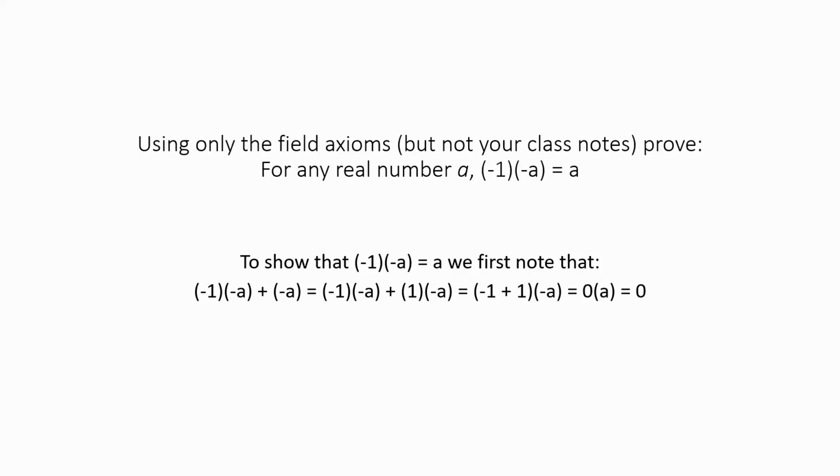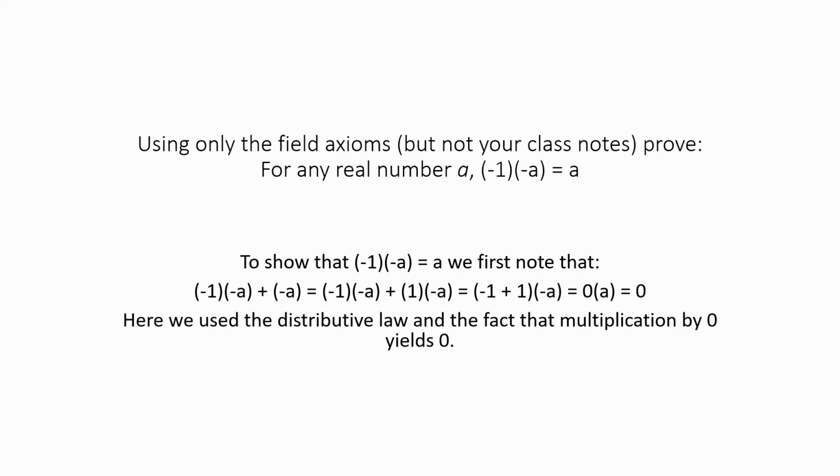So -1 times -a, when we add -a to it, we get 0. And we're using the fact that multiplication by 0 gives us 0. This is actually an assumption. It's not one of the field axioms, so really we ought to be proving it independently. But we'll just assume that for this proof. Okay, so now what?